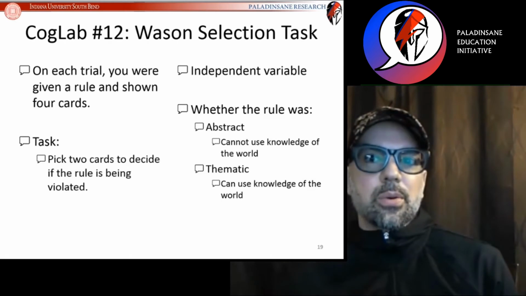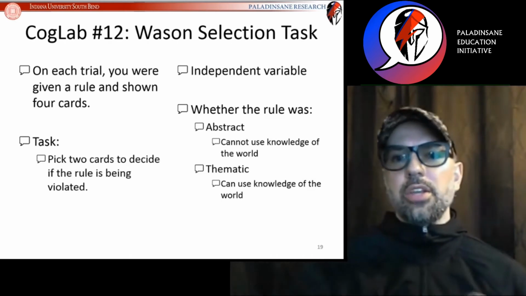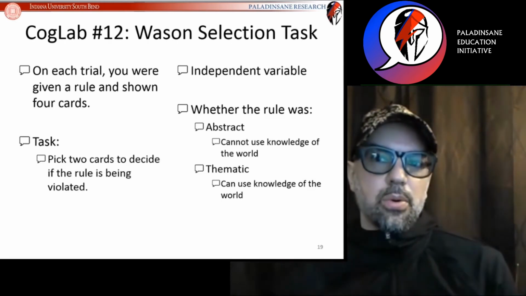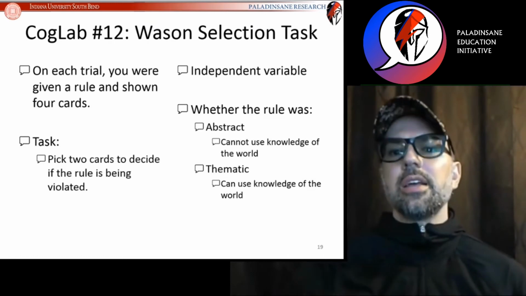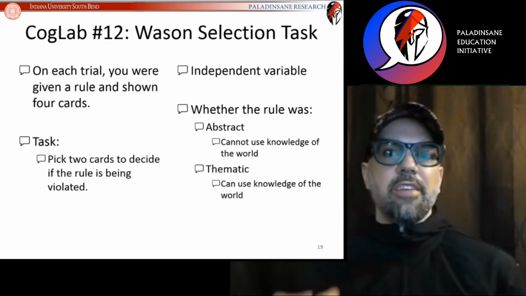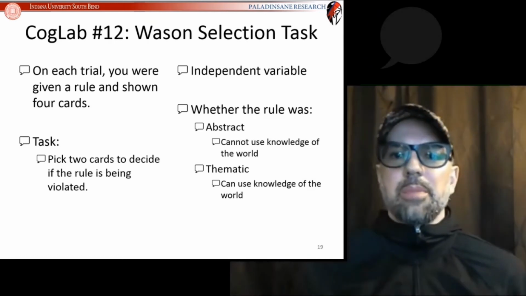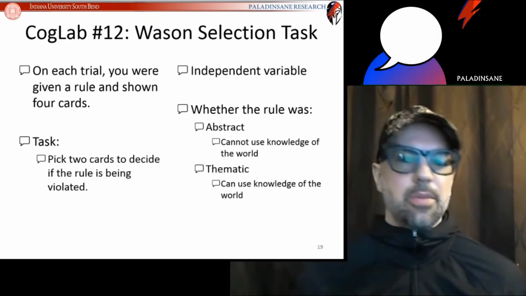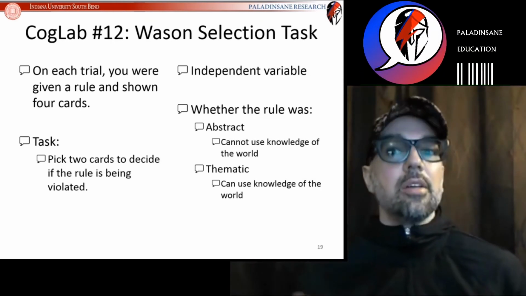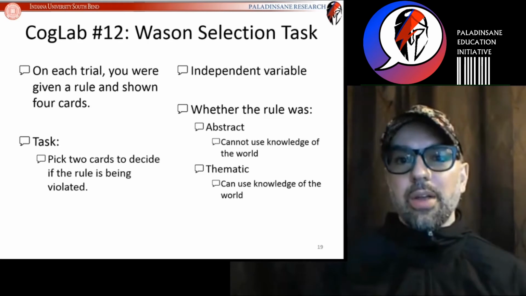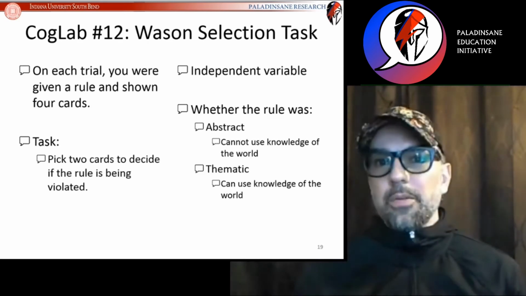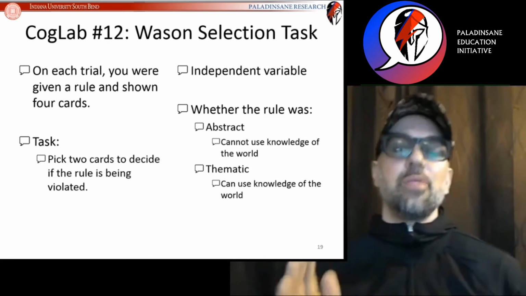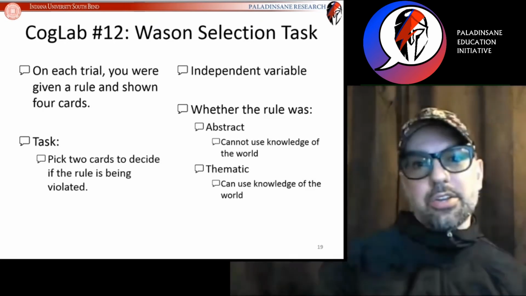An abstract rule would be something like if P, then Q. A thematic rule would be something like if you study, then you will get a good grade. If P, then Q, you can't really use your experience from your life to help you answer that. But if you study, then you will get a good grade, you can use knowledge, because hopefully somewhere along the line you have studied and you have gotten a good grade.